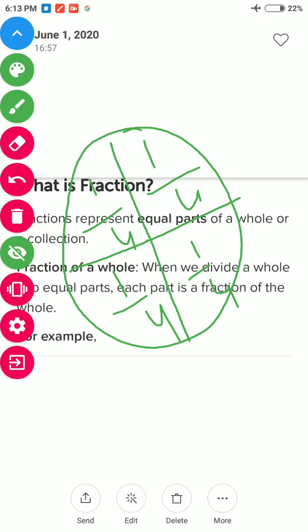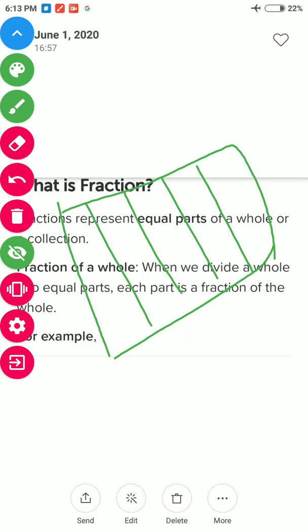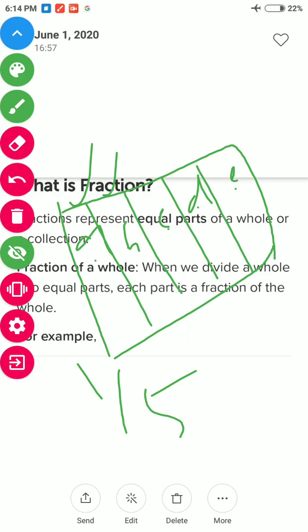Now dear students, another one is, if we divide a whole thing into 1, 2, 3, 4, 5 equal parts, each part is denoted by 1 divided by 5, because we have divided a whole thing into 5 equal parts, and each part is a fraction of a whole. Each part means A, B, C, D, E. A part is a fraction of the whole, also B part is a fraction of the whole. Similarly, up to E part, each part is a fraction of a whole, and each part is denoted by 1 divided by 5.